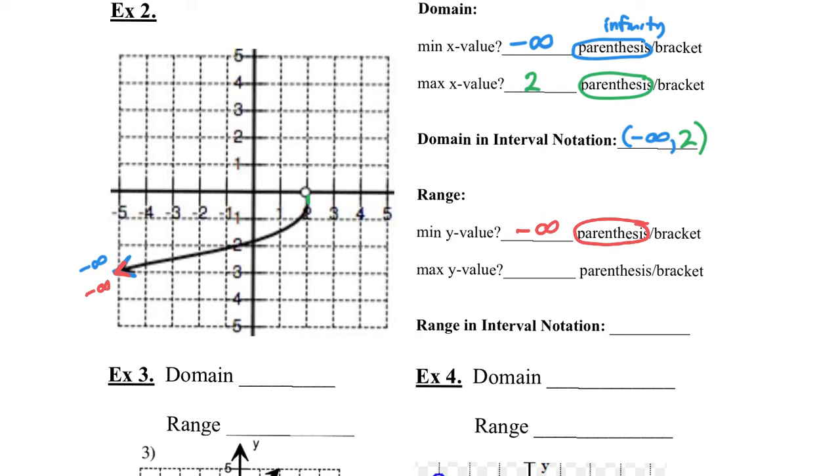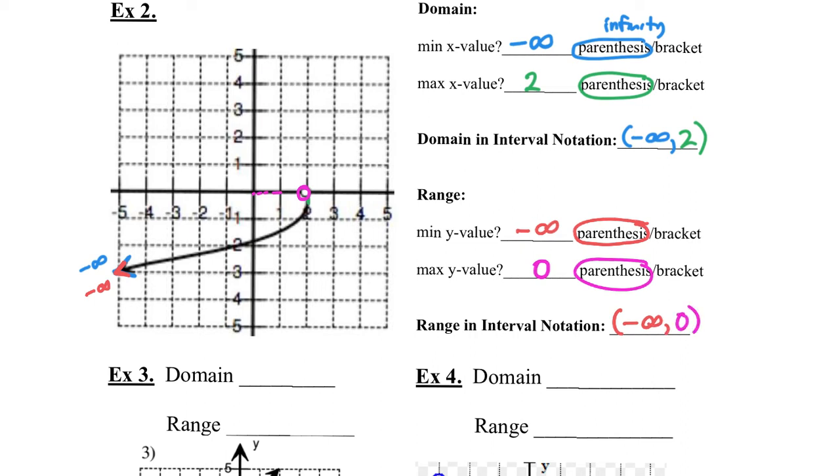Okay, the highest point on the graph is this point right here. Okay, the y value of that point is actually 0. And because it's an open circle, it's a parenthesis. So my range in interval notation will be parenthesis negative infinity, comma 0, parenthesis.